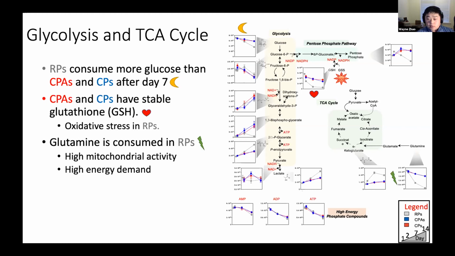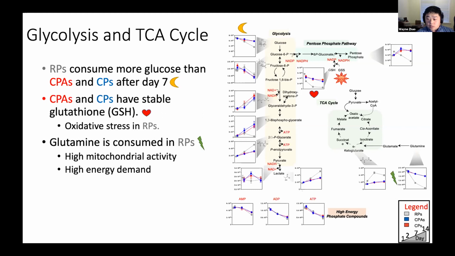Next, if you follow the red heart, that points to GSH, which is the glutathione level. Now this metabolite is extremely important in defending platelets against oxidative stress. And what you can see is that the cold stored platelets have a relatively stable, slight decrease in their GSH, whereas the room temperature platelets in gray have a massive decrease during storage.